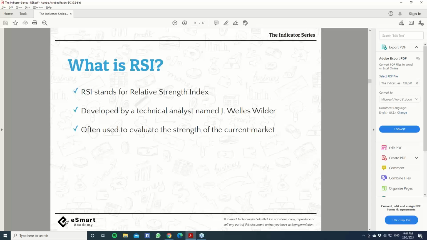Okay, so RSI is often used by traders to evaluate and analyze whether right now the market has a strong momentum. So in other words, the strength of the current market direction. Okay, so it's actually a momentum indicator, right? As the name suggests, Strength Index. But what it can also help us to identify is the overbought and oversold condition.